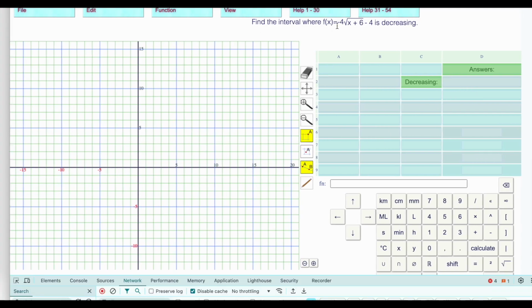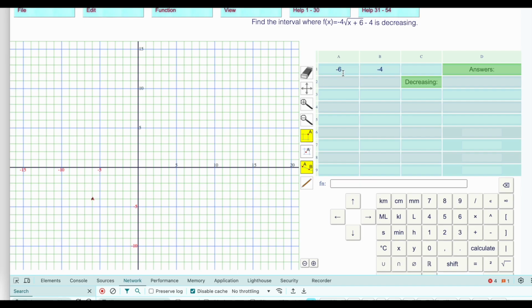Find the interval where this is decreasing. The vertex is -6, -4. It is opening, the b is positive, so it's opening to the right, but it's opening down to the right, so it's going like that. Let's graph it, see what it looks like. When x is -6, the y value must be -4. That is equal to -4 times the square root of the x value, which is -6 plus 6, giving us 0. The square root, which is 0, times -4 is 0, minus 4 is -4.